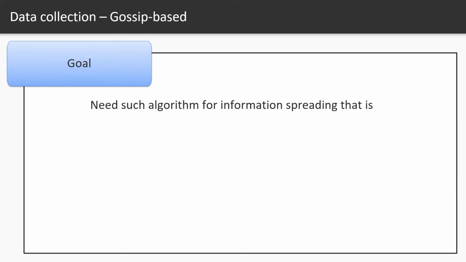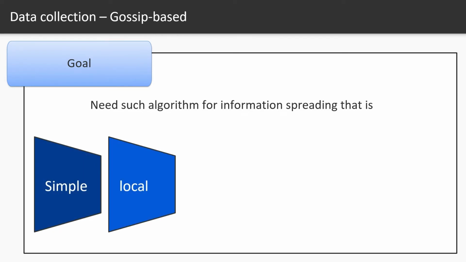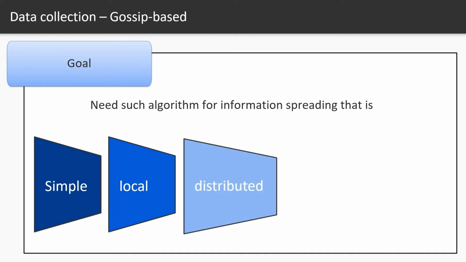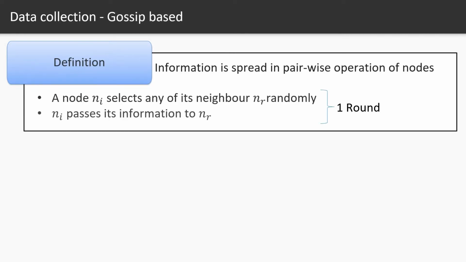So we need an algorithm that fulfills our goal stated earlier. Such an algorithm for information spreading should be simple to implement. It is local. By that I mean there is no need for every node to store the data about the entire network. It will save the node's memory and hence the overall cost. Distributed, so no need for each node to communicate with all other nodes. It should be robust, it could tolerate link failures, etc. And yet it should be fast. Now all of these properties are almost fulfilled by the gossip algorithm. How? We are going to look at that now.